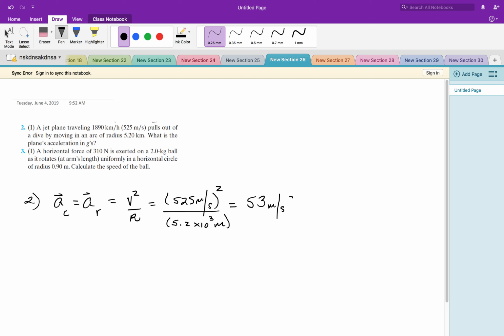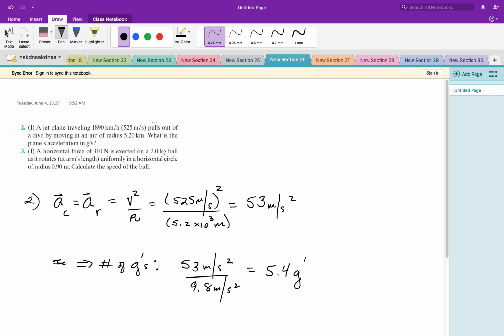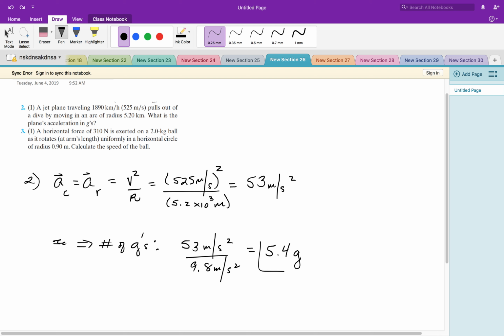And when they want to know how many g's this is, basically you're just going to divide this by 9.8. Basically we're asking, how many multiples of gravity is this? So it's going to be 53 meters per second squared over 9.8 meters per second squared. So let's divide this number by 9.8, and we get approximately 5.4. So it's going to be 5.4 g's. Or just leave it as 5.4 g. So this acceleration is 5.4 times the gravitational acceleration on the Earth's surface.